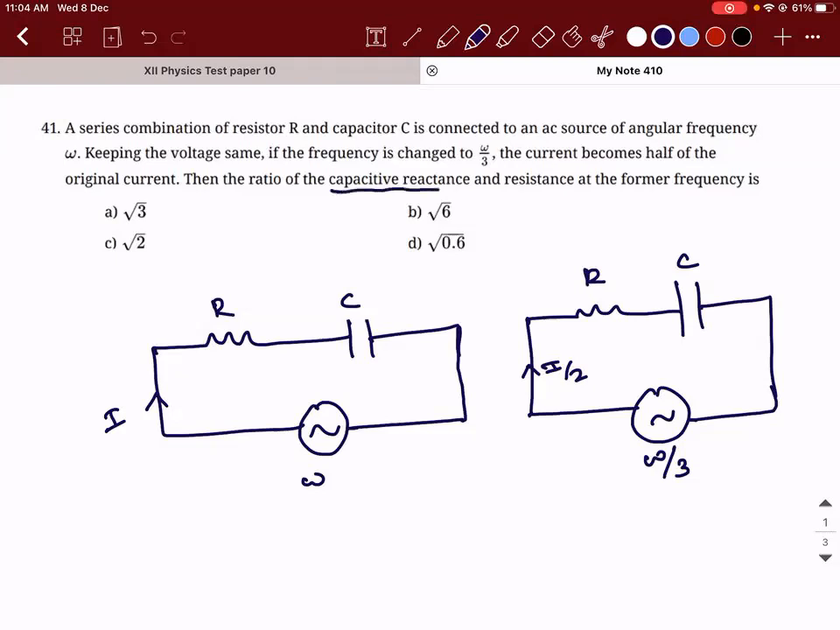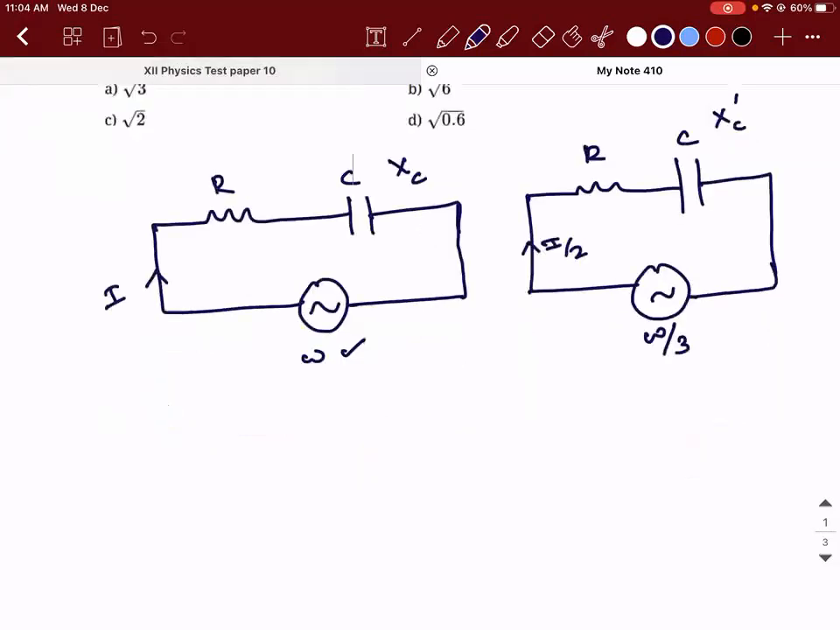So they are asking the capacitive reactance and resistance at the former frequency. So if at former frequency, that is at omega, I take the reactance to be XC, and here I will call it as XC dash. Okay. So can I say I is equal to how much?